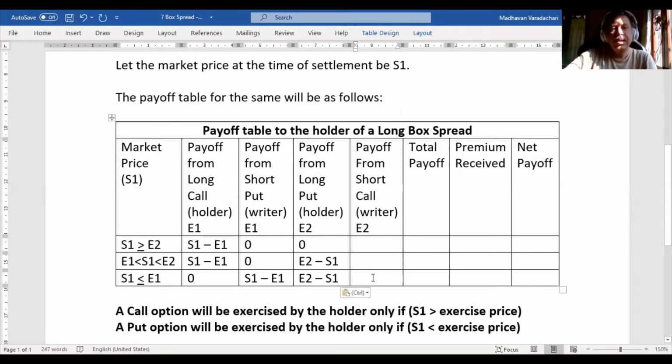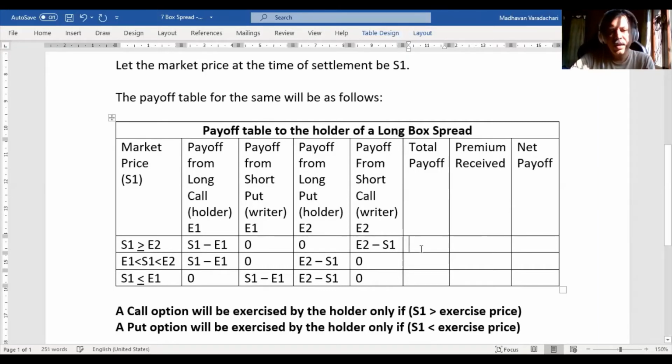Here, it is a short call, which means I sold a call. So I am not the holder, I am only the writer. Somebody else has to decide. It's a call option. Market price is larger than that person's exercise price, so he will exercise. His profit will be S1 minus E2. That means mine will be E2 minus S1. The next one, market price is larger than E1 and lesser than his exercise price. He won't exercise. Market price is lesser than the least exercise price. Here also he won't exercise because it is a call option.